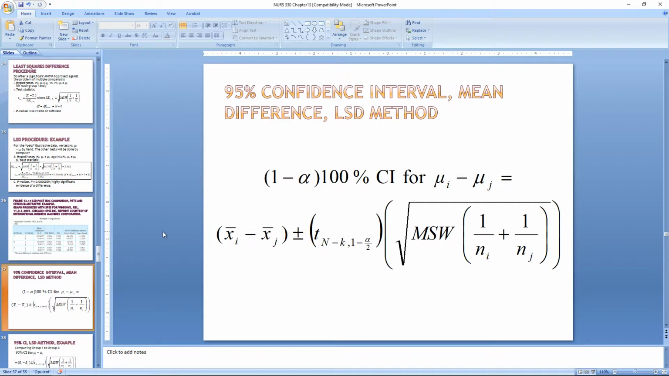To calculate your confidence interval, you take 1 minus alpha at 100% for your confidence interval of mu i minus mu j, equaling this equation, which is fairly similar to the things we've been doing, except multiplying by the mean squares within. We've just been saying standard error, but this is how we calculate it.